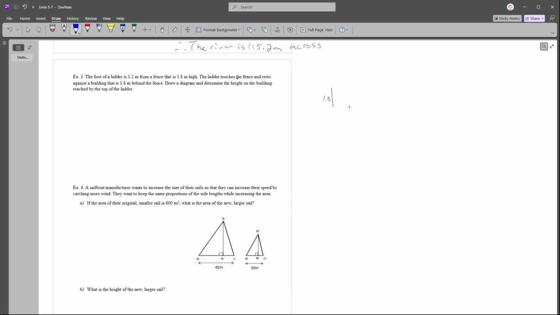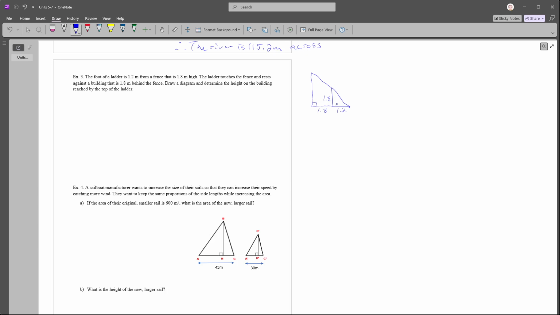Okay. The ladder touches the fence and rests against a building that is 1.8 meters behind the fence. So that means that it's touching this and it's hitting a wall, or what's it touching? It rests against a building. Now here we're talking. Now this building rests 1.8 meters behind the fence. So that means this distance is 1.8 meters. So we know quite a bit of information. We know that the foot of the ladder is 1.2 meters from the fence. The building is 1.8 meters behind the fence. And we know the fence is 1.8 meters high.